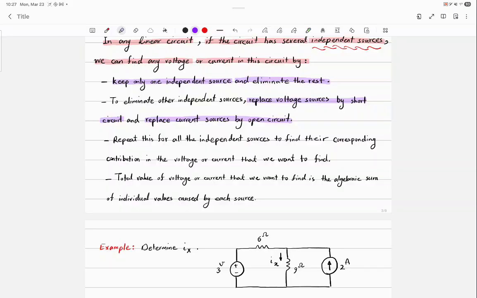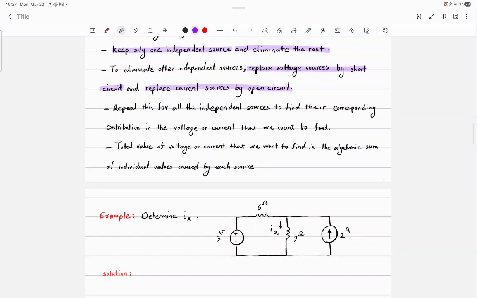Because eliminating mathematically means setting them equal to 0. How do you make a voltage source 0? You don't open it because that's not going to change the voltage. The voltage is still going to be the same. What happens if I short it? Then it becomes 0. For example, for a current source, current is pushed in the branch, unless you open it, then it becomes 0. Okay?